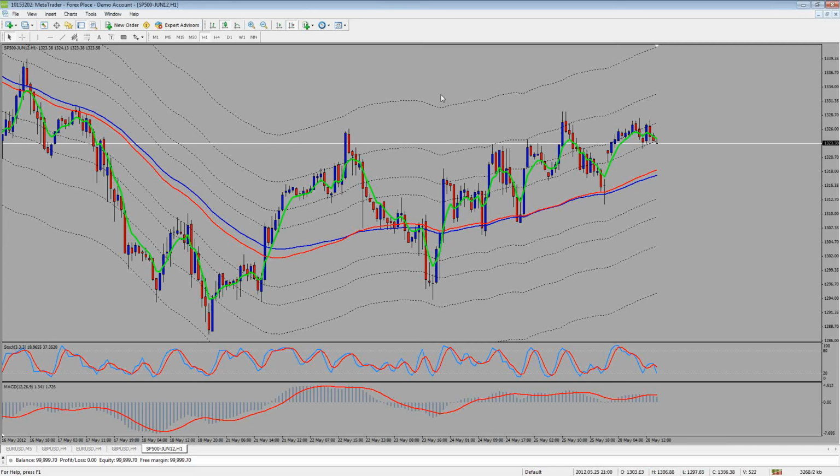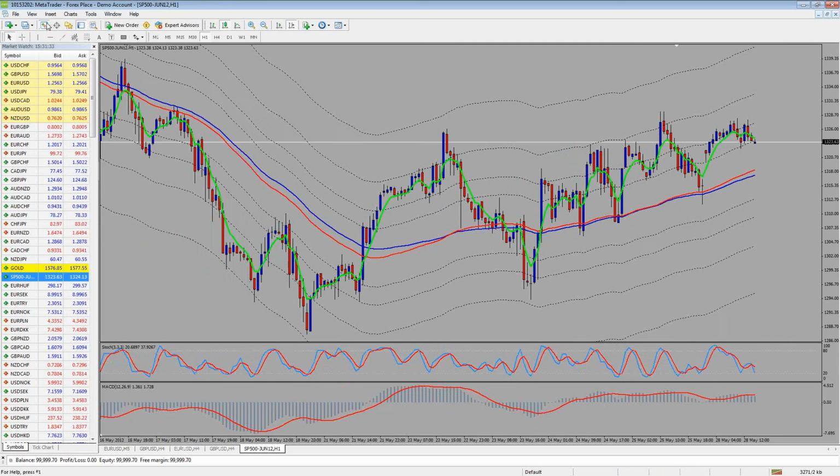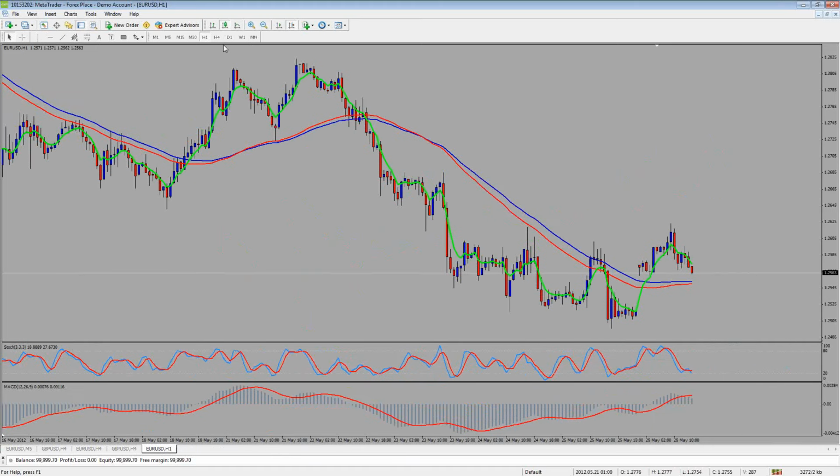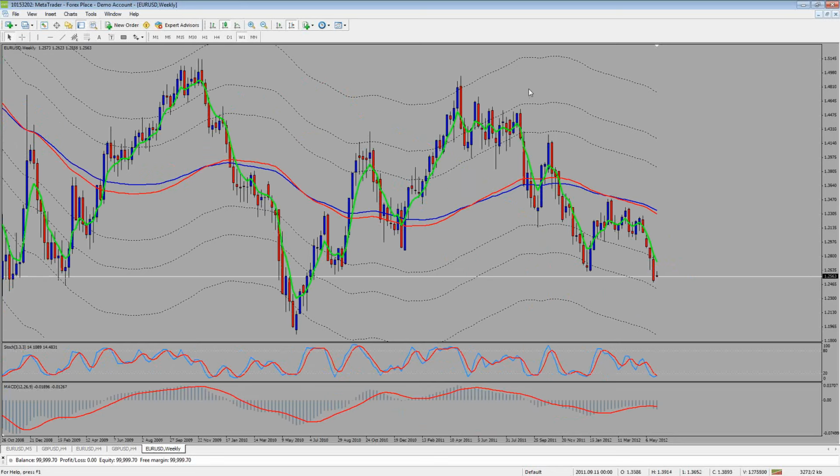So if I remove these zeros, you will see that all these lines come very close to the price. If you're looking to use these lines on other currency pairs or other instruments, then you may need to change the Fibonacci levels. Let's look, for example, at the euro dollar. You can see here on the 1-hour chart that I don't see any lines. Only if I look at the weekly chart, I see these lines, but they're very far apart.